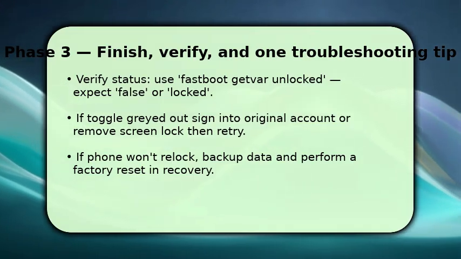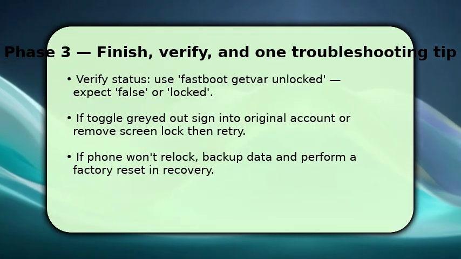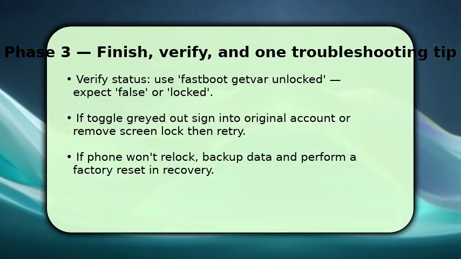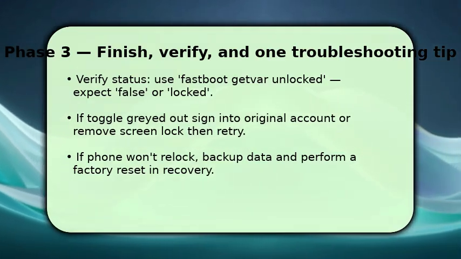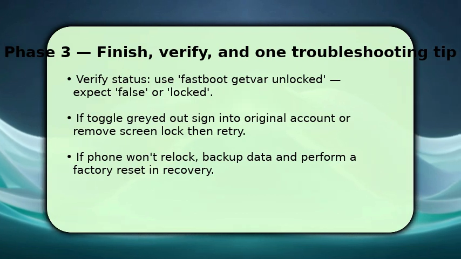If relocking fails repeatedly, back up your data and perform a factory reset from recovery. Then repeat the relock steps. That usually clears persistent state, preventing the toggle.